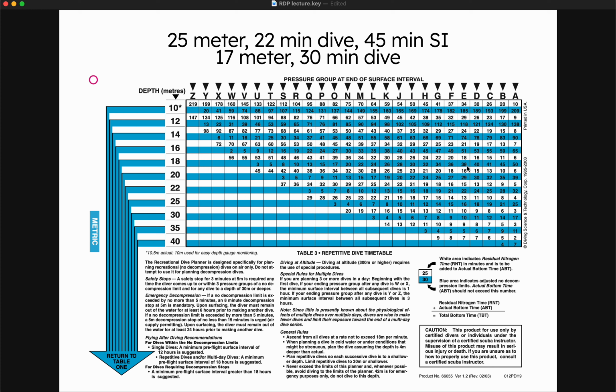So what is our pressure group going to be? Well, this is where we use this white number. This is called the residual nitrogen time, which means this is the extra time, or it is a unit of time that accounts for that extra nitrogen that we have left over from that first dive. And so if we have 18 minutes of residual nitrogen time, we're going to add that 18 minutes to our 30 minutes that our dive was. So 30 minutes plus 18 is going to be 48 minutes.